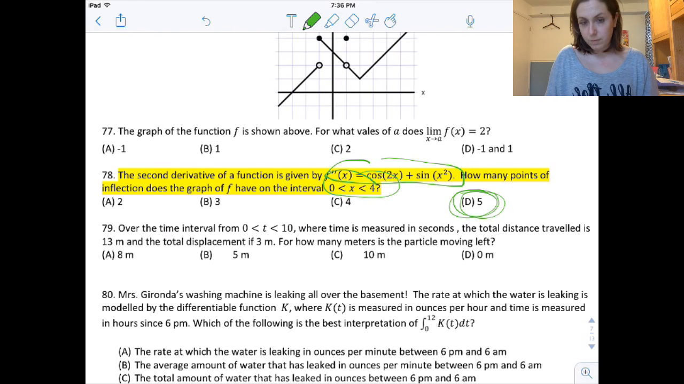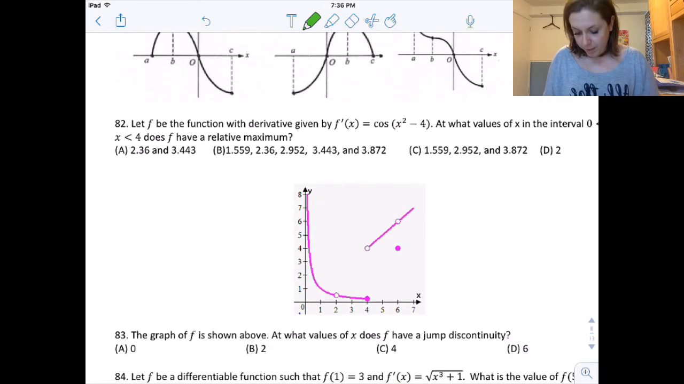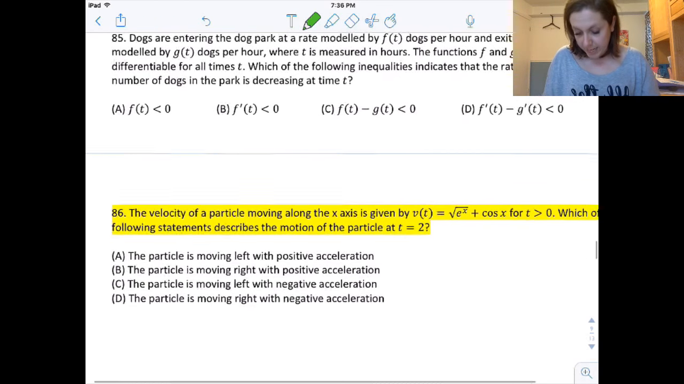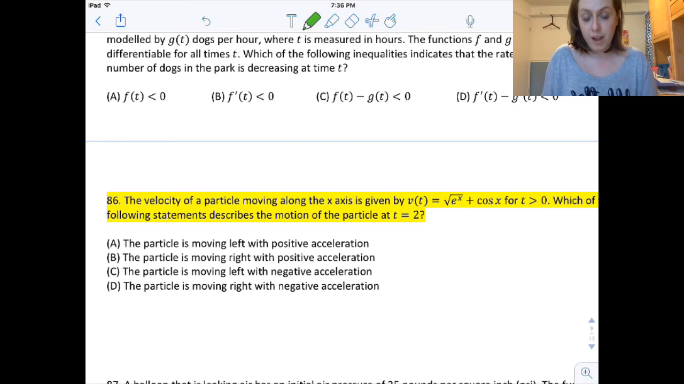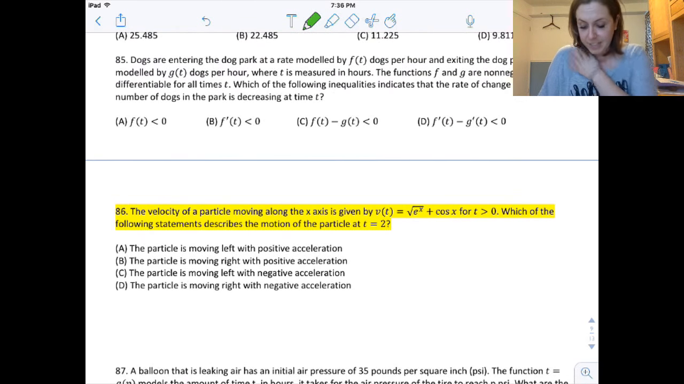All right. Next one of these puppies that I highlighted. And again, send more questions if you have them, right? 86, the velocity of a particle moving along the x-axis is given by this. Which best describes the motion of the particle?